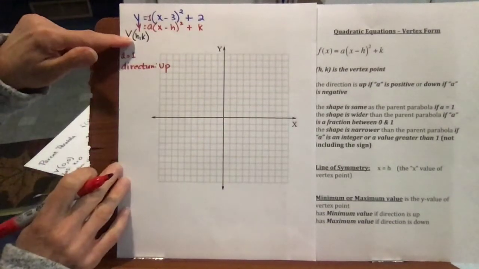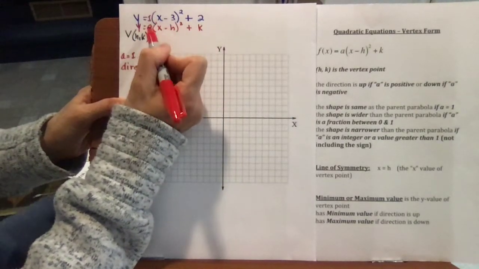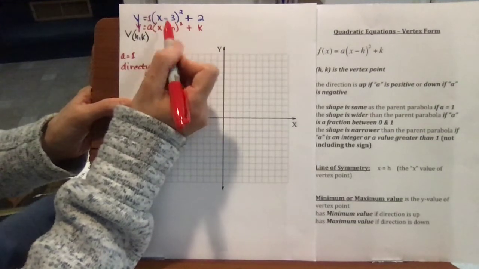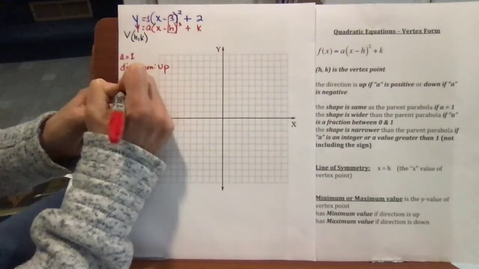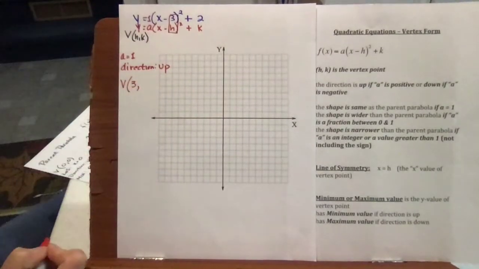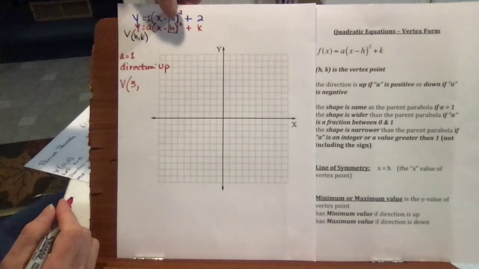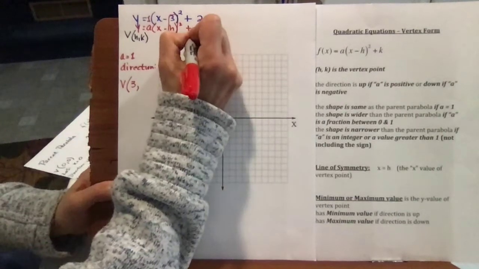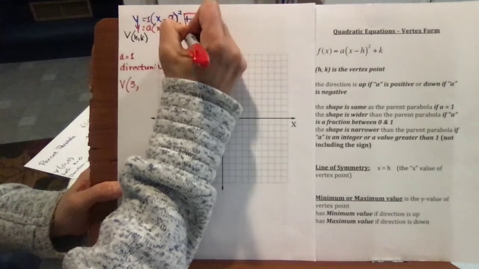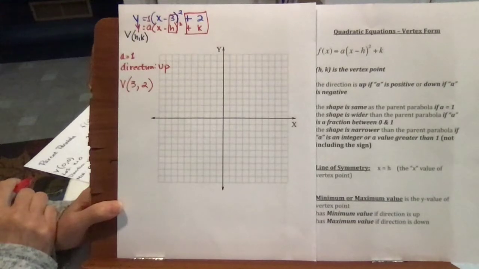Now we want to get our vertex, so we're going to look and see what's in h's position. So literally you're going a is 1, parens, x minus, and what's in h's position is the 3. So our vertex x value is 3. So like I said, it's always the opposite of what you see inside the parentheses. I see minus 3, so my vertex x value will be positive 3. Now, my k value is exactly what I see out there, which is positive 2, and that's our vertex. Once you have your vertex, all else is the same.